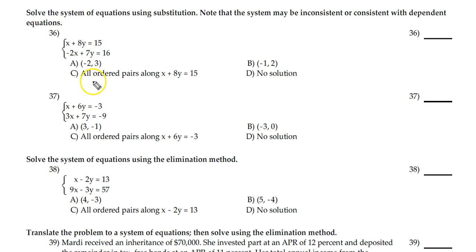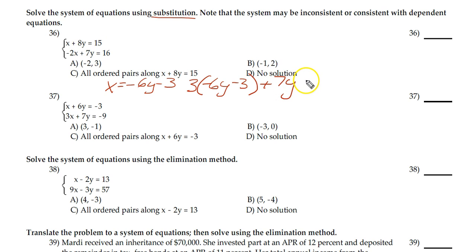Now for number 37, they still want us to use substitution. So again, solve for one of the letters. Here, x is going to equal a negative, just transpose that, 6y minus 3. And then you put that in the other equation. So 3 times what x is, which we said was this now, negative 6y minus 3, and then plus 7y equals a negative 9. Okay.